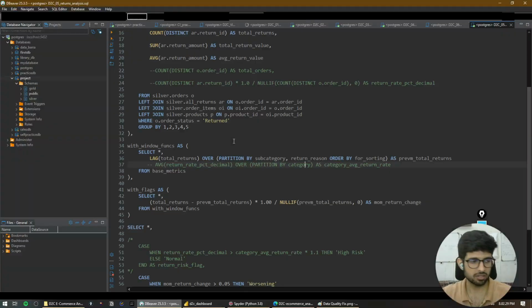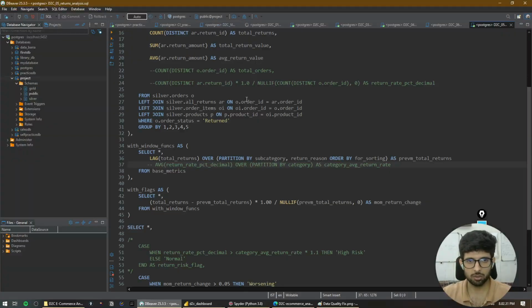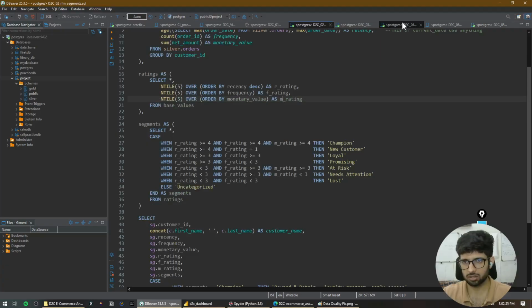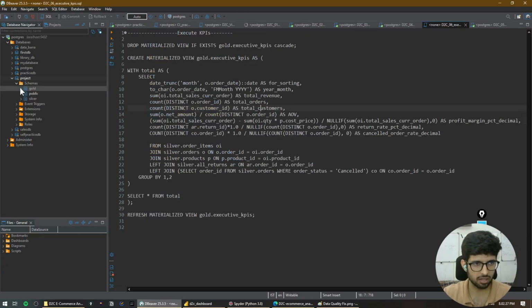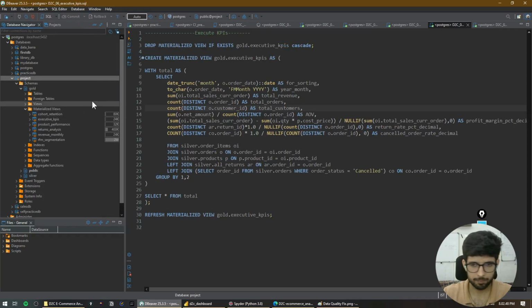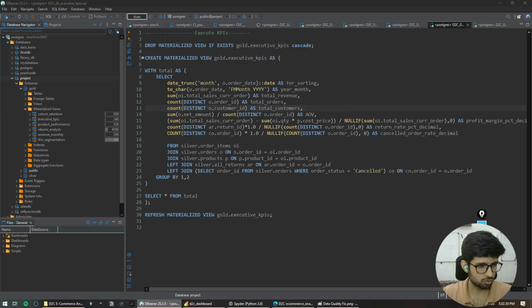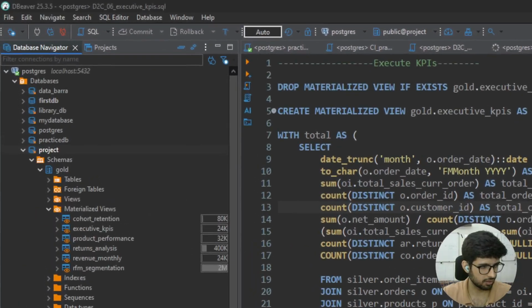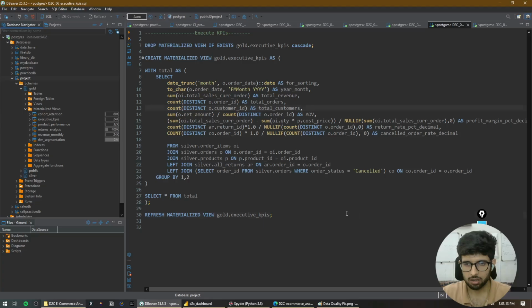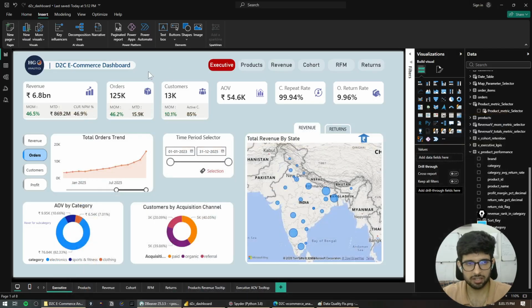After that, you can see my SQL. This is all the SQL work that I have done to construct the views. You can see here the materialized views. I'll zoom this in. In the materialized views, I have all the views that I have made, and these I have then wrapped in views to take the data into Power BI.